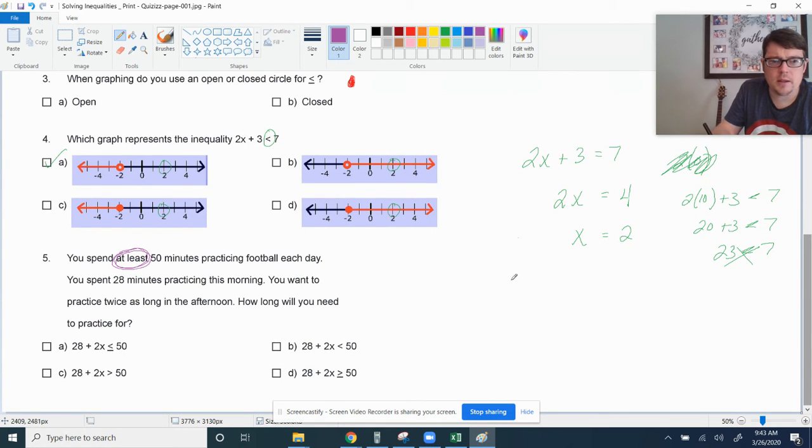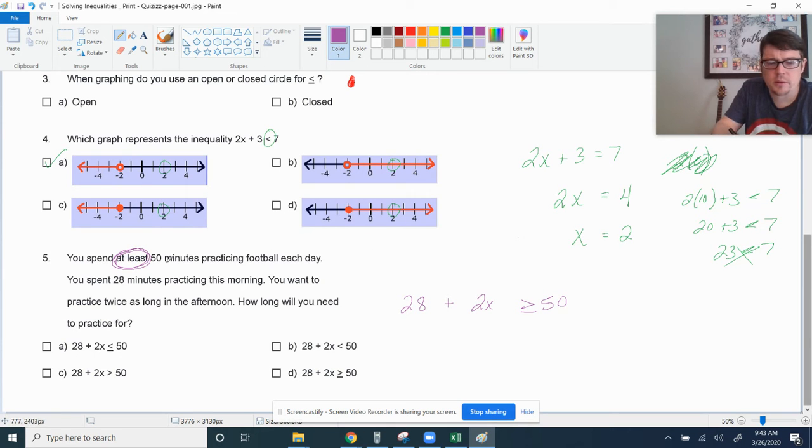Okay, so you want to be at least 50 minutes, so that means you want to be greater than or equal to 50. You did 28 in the morning, and then you want to add at least, what does it say? You want to practice twice as long in the afternoon. Don't think this is a very good question. I think this is where they were wanting to go, 2 times what you practiced in the morning plus what you practiced in the morning.